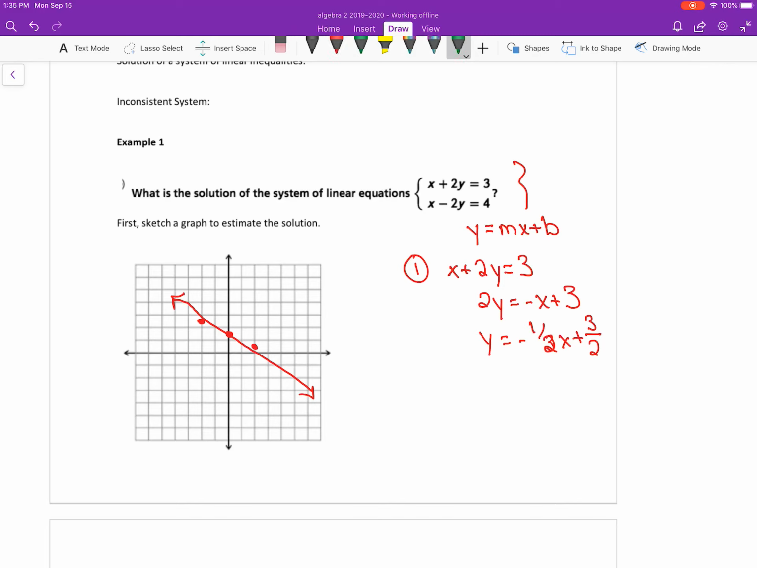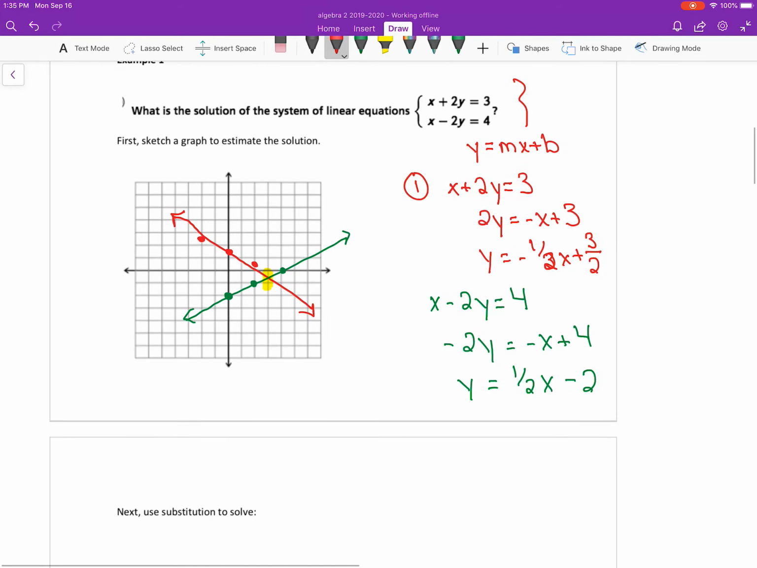Our second equation, x minus 2y equals 4, negative 2y equals negative x plus 4, so y equals 1/2 x minus 2. So we have a y-intercept at negative 2 and a slope of 1/2, so up 1/2, up 1/2. So we can see that this system of equations is intersecting somewhere right here, but it is not an exact value, so we need to go ahead and see what we can do to make it an exact value.